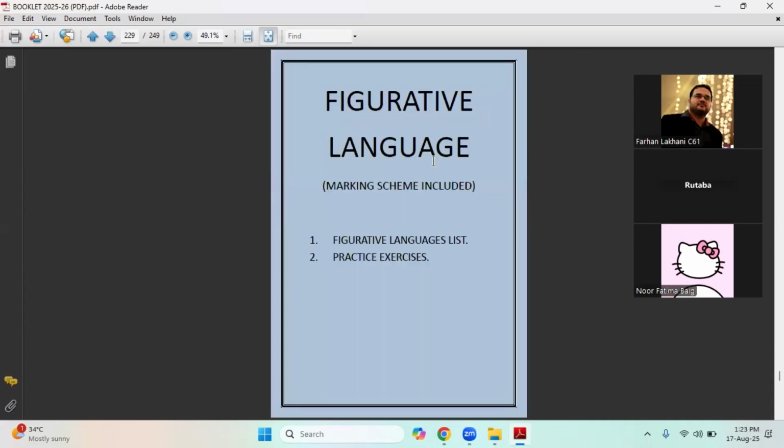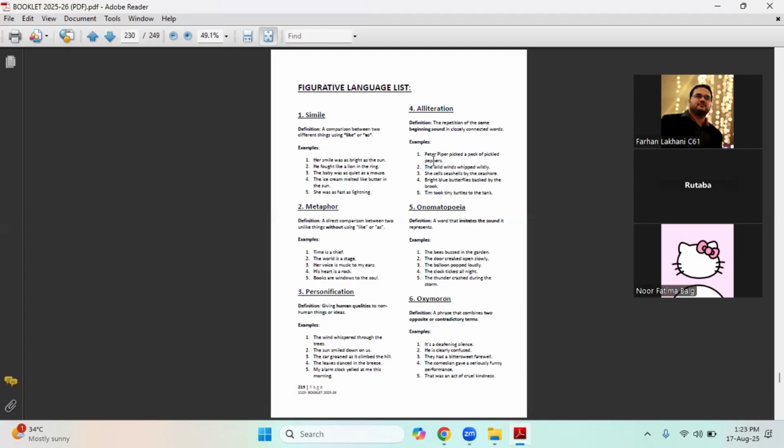All right, then next we have figurative language. Go through the figurative language list. Now, I will obviously take a class on figurative language, but I won't go through it in so much detail. So you need to go through it at home. There's a list of figurative languages there: simile, personification, metaphor, onomatopoeia. Definitions are there, examples are there.